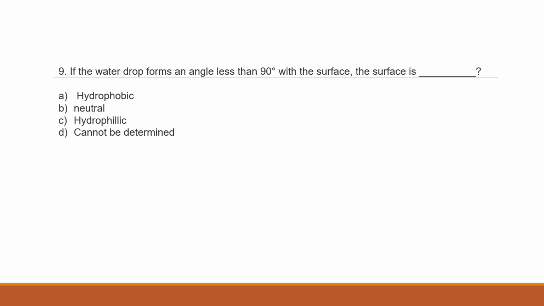Okay, so next: if the water drop forms an angle less than 90 degrees with the surface, then the surface is what type? A, hydrophobic, B, neutral, C, hydrophilic, D, it cannot be determined. Anybody? Let's answer, come on, somebody answer.